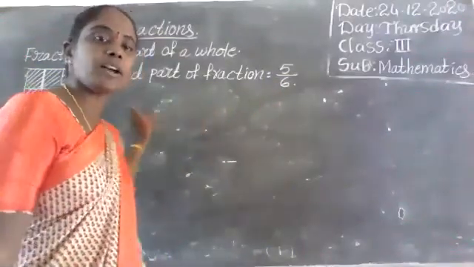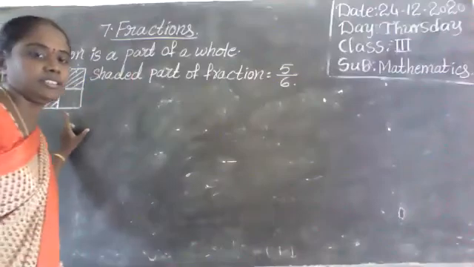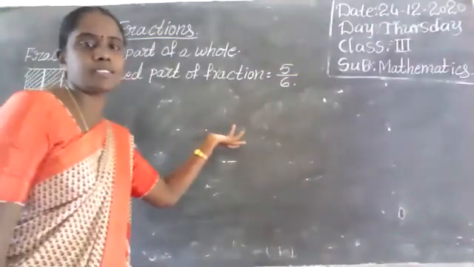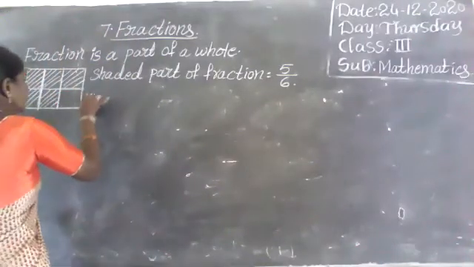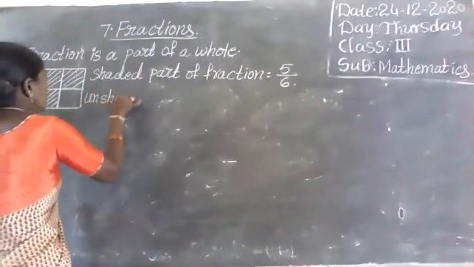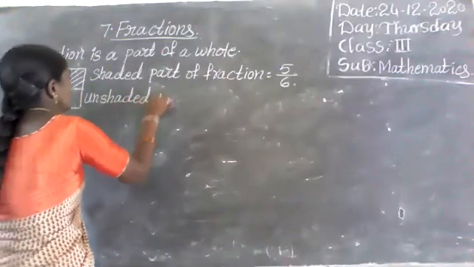Next, unshaded parts, how many are there here? 1. 1 by total parts 6. 1 by 6. Unshaded part of the fraction.